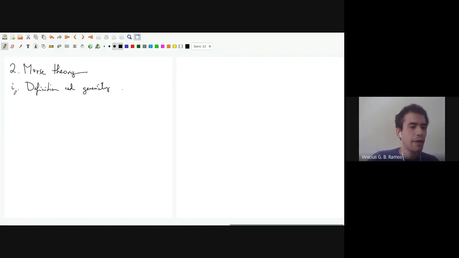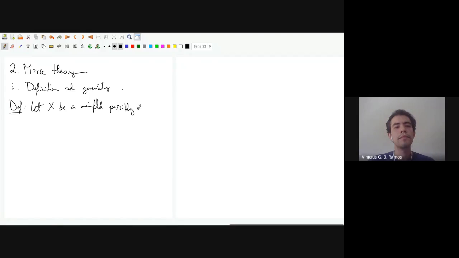Okay, so we've already kind of defined it before, so I'm going to be quick, but please stop me if there's something you don't understand. So let X be a manifold, possibly with boundary. And take a smooth function on X. So if you don't put a target, that always means an R-valued smooth function. So this is a smooth function on X with values in R by definition.